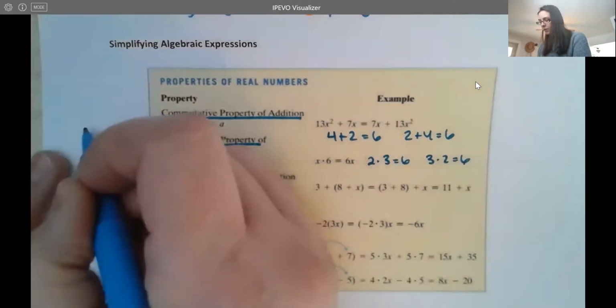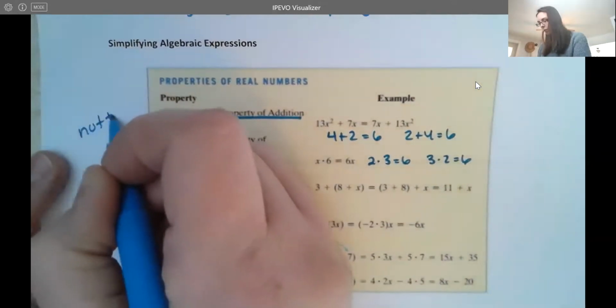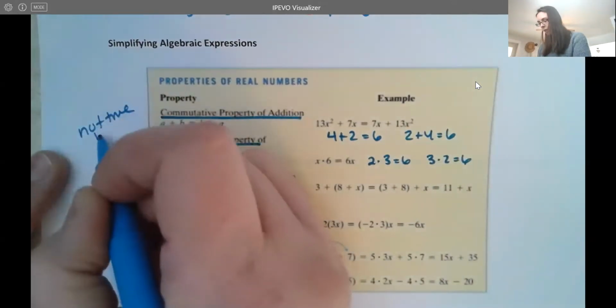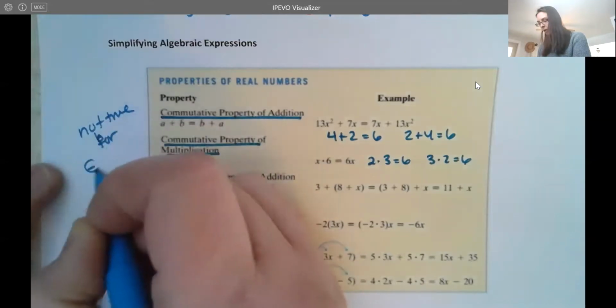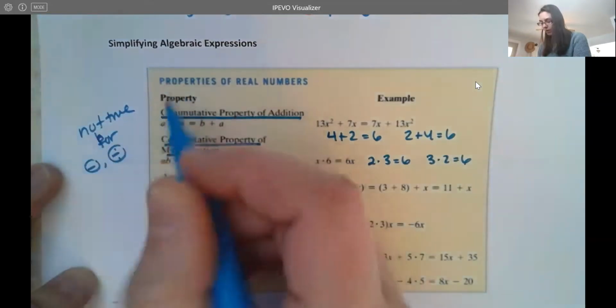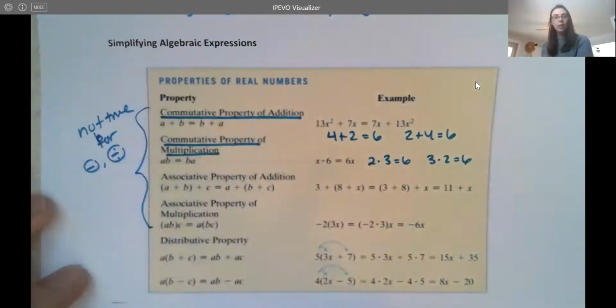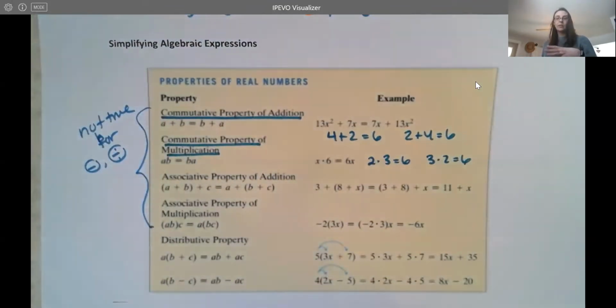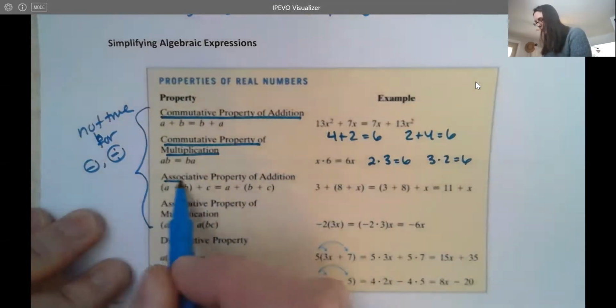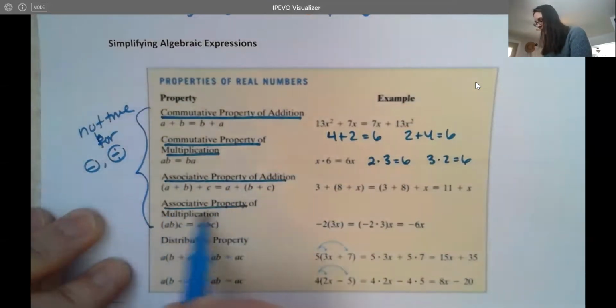I will say that this is not true for subtraction and for division. Okay? Actually, this applies to the associative property as well. So this is very specific to adding and multiplying. Now we also have the associative properties for addition and multiplication.